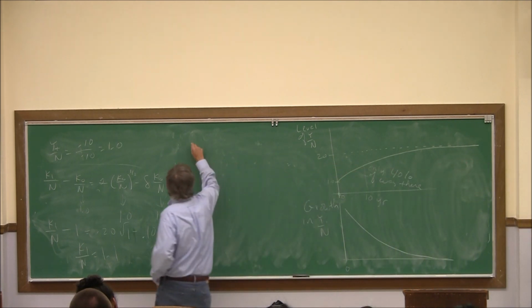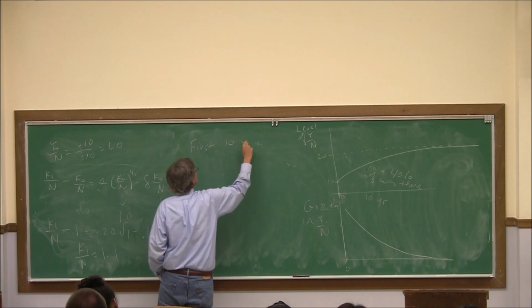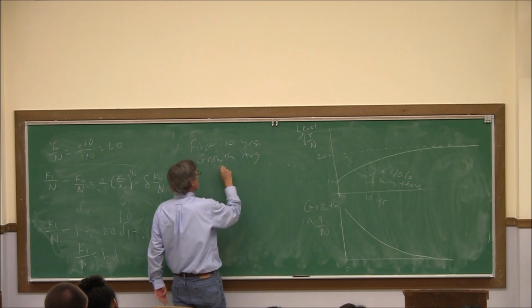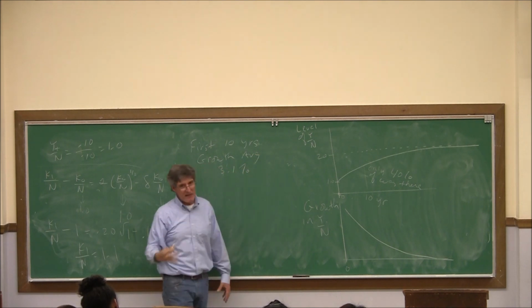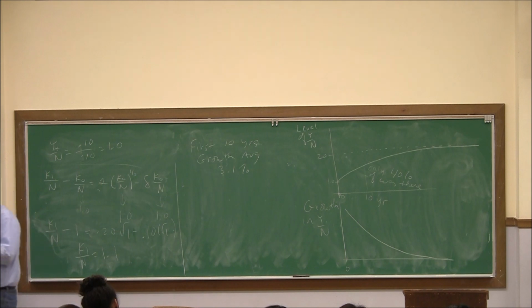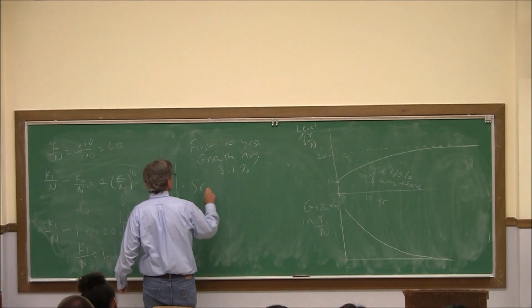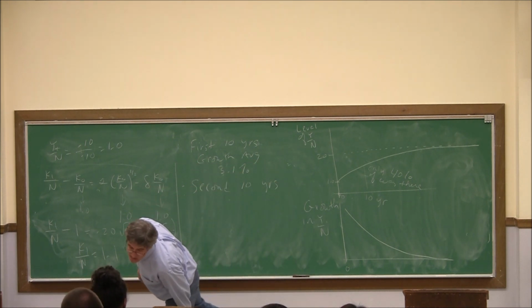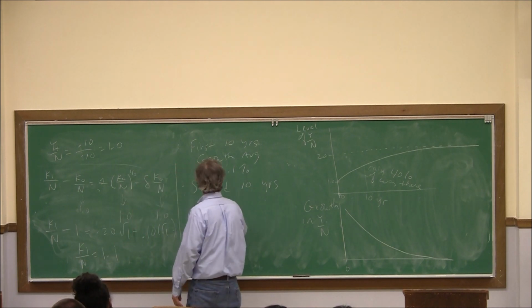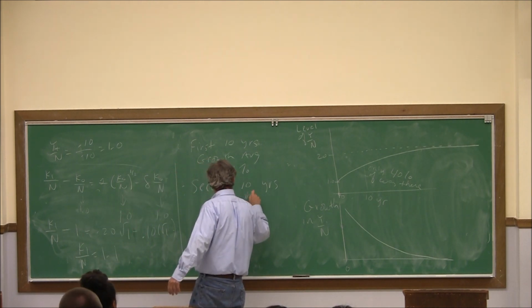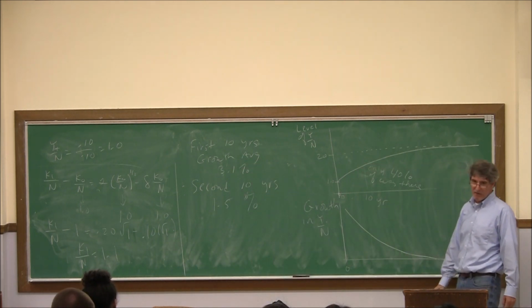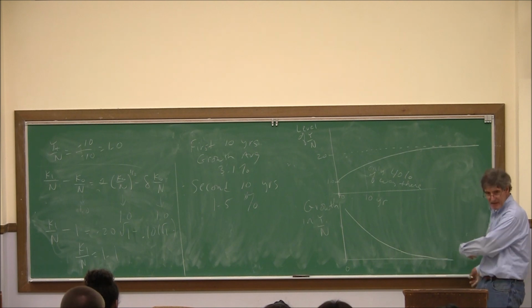What you'd see in this model is for the first 10 years, growth would average 3.1%. So doubling the savings rate would give you a higher growth rate of 3.1% in the short run. For the second 10 years, it'd be 1.5%. So the average for these first 10 years is 3.1, the next 10 years it falls, the next 10 years it would fall.